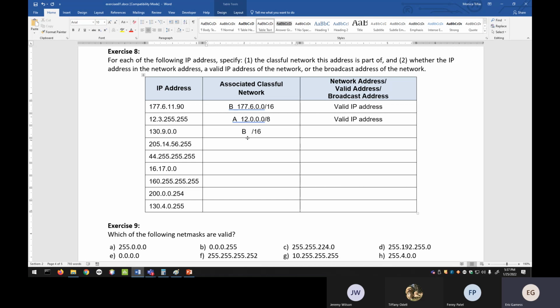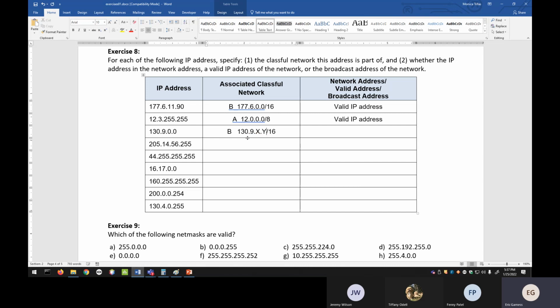So it's a /16. What does it mean? That the first 16 bits belong to the network part. So which bytes will always be the same in this network? The first 2 bytes, which are 130.9. They cannot change. So this IP address belongs to which network? 130.9, I cannot change them.